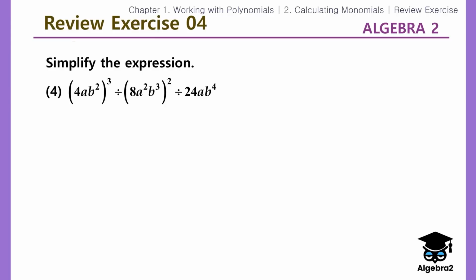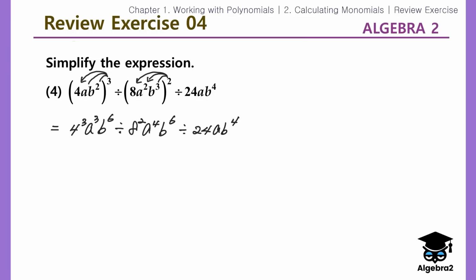Number 4. Let's eliminate these parentheses. So number 4 is equal to 4 cubed, a cubed, b to the power of 6, divided by 8 squared, right? 8 squared, a to the 4 and b to the power of 6, 3 times 2. Divided by, we have 24 a b to the 4.